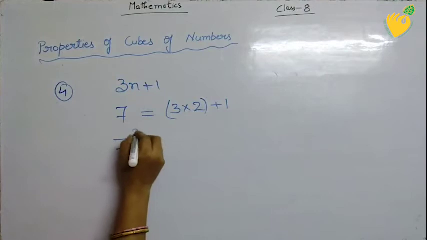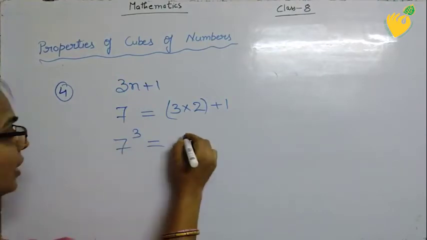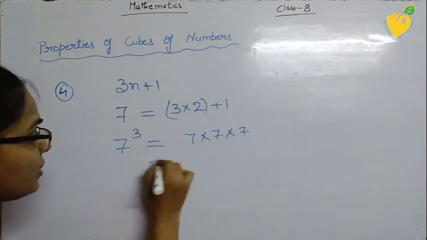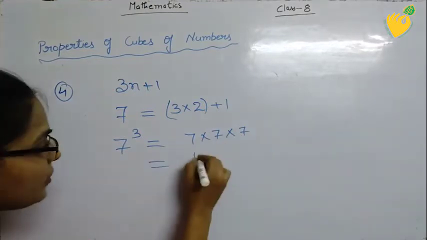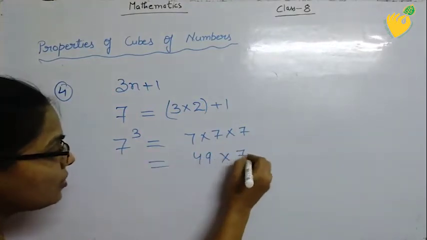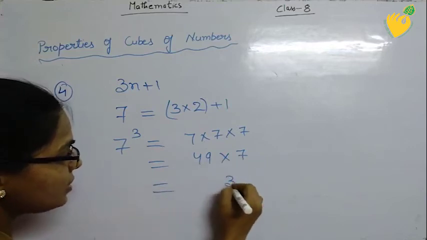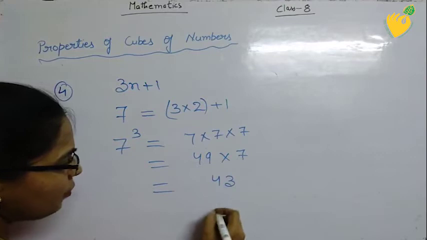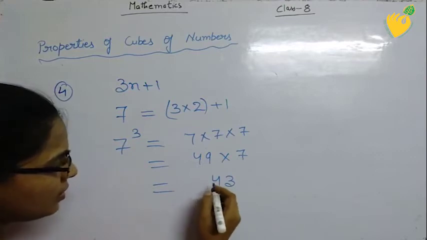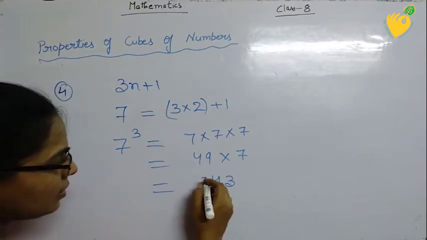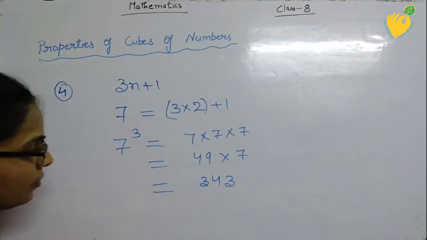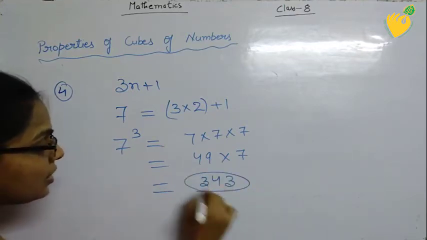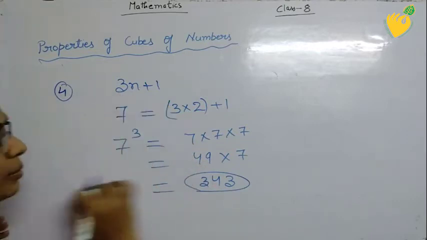And if you want to find the cube of this, then you will multiply 7 thrice, students. 7 times 7 is 49, into 7. 7 times 9 is 63, 7 times 4 is 28, plus 6 is 34, so we get 343. Okay. Now students, you can see that this is also of the form 3n plus 1.